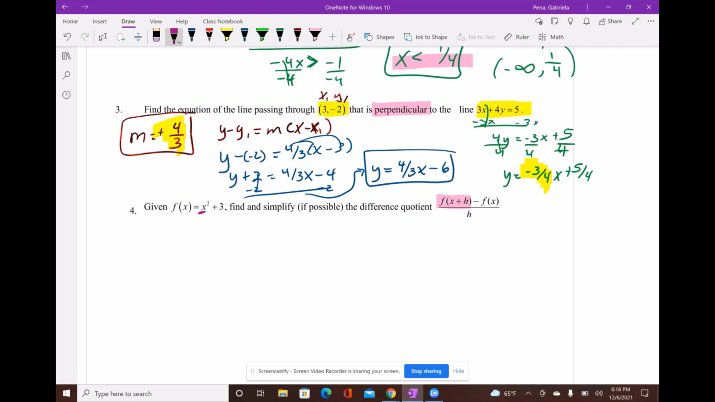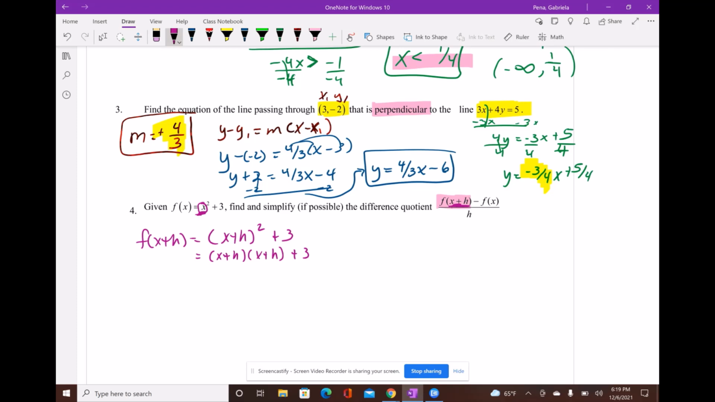Who do I plug in for x? X squared plus 3. I plug in x plus h for the x. This is f of x plus h. So you substitute this x with x plus h. So this here means (x plus h) squared plus 3. That means (x plus h)(x plus h) plus 3.